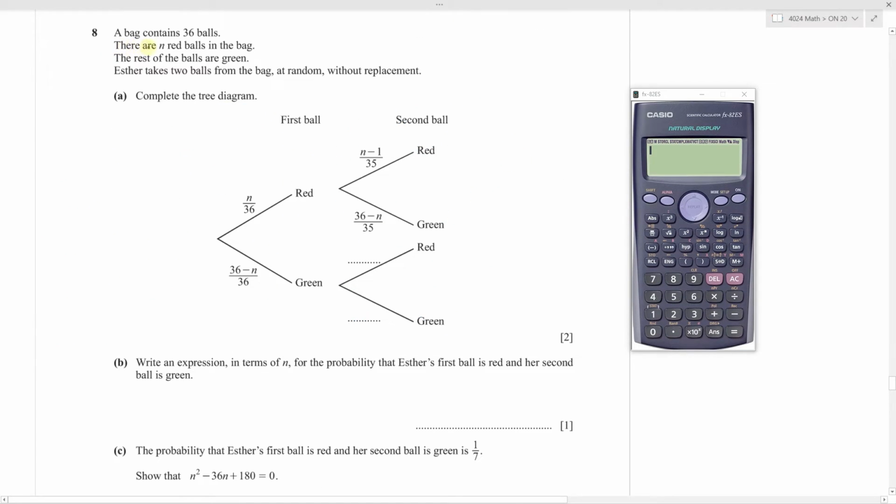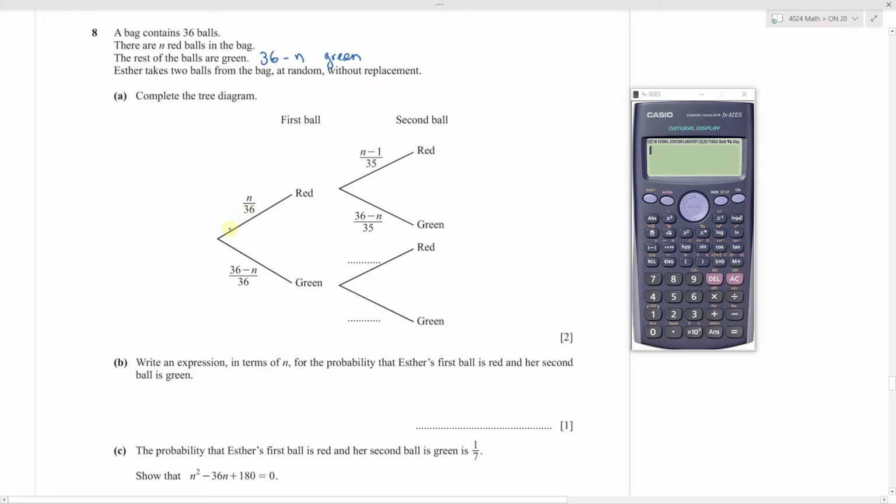Question 8: a bag contains 36 balls. There are n red balls in the bag. The rest of the balls are green. So that means if there are 36 total balls, n are red. So 36 minus n, they are green. Esther takes two balls from the bag at random without replacement. Complete the tree diagram below.